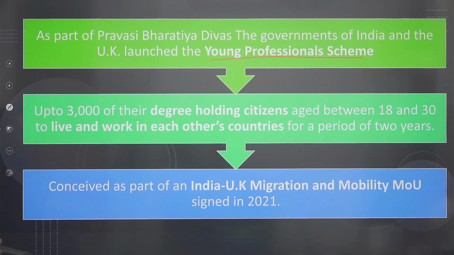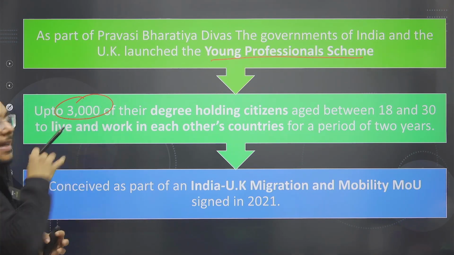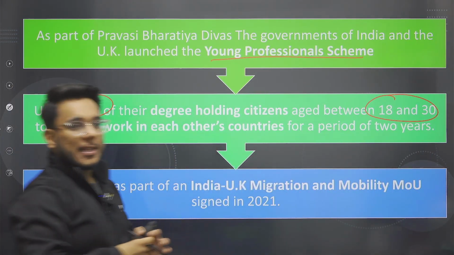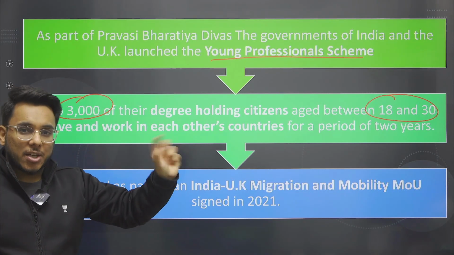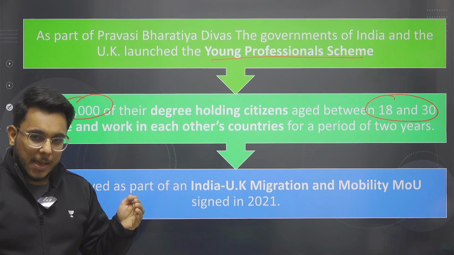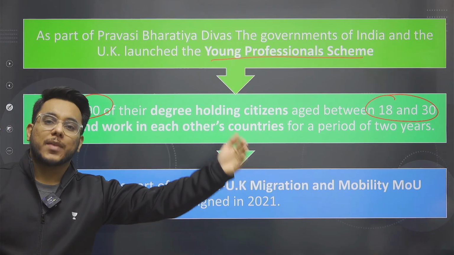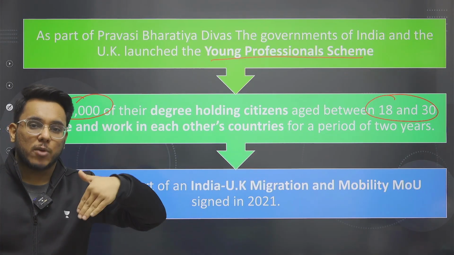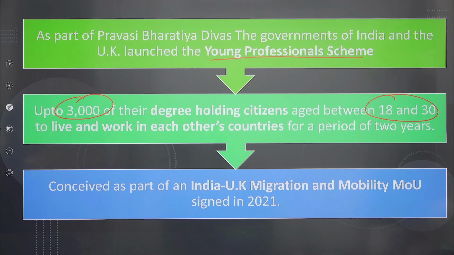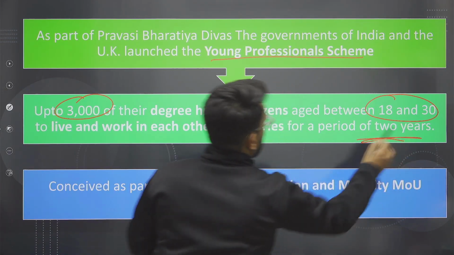As per this particular scheme, 3,000 degree-holding citizens in the age of 18 to 30 will go to each other's country in order to find a job. For example, Indians will go to the UK and the people of the UK will come to India. 3,000 such transfers will happen. This scheme will be operative for 2 years. For 2 years, they will be allowed.